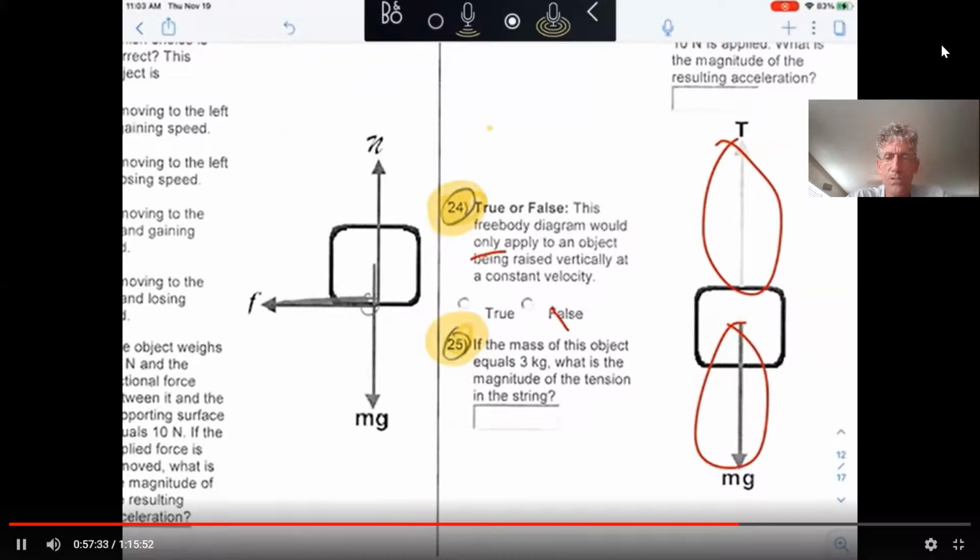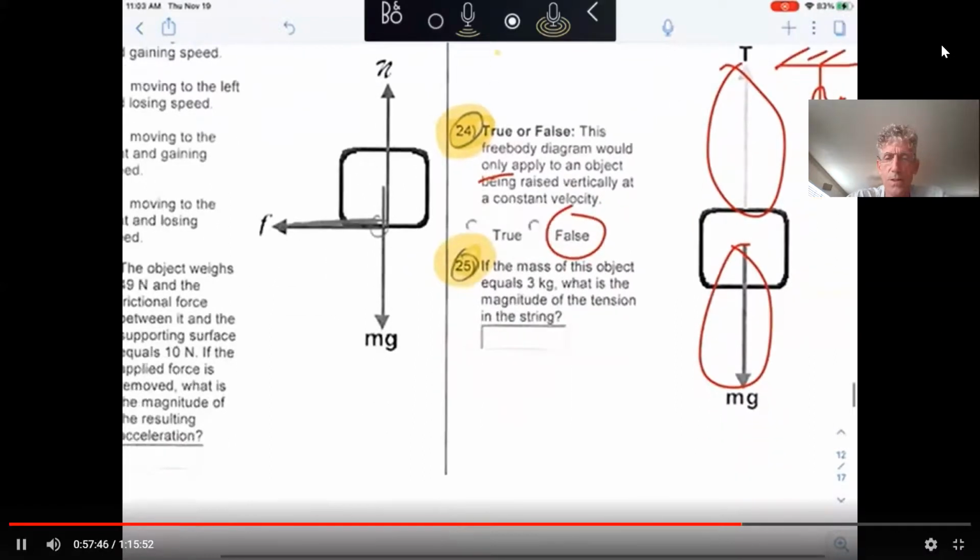Number 25. The question is what is the magnitude of the tension in the string? It would have to equal the weight. Okay, so it'd be mg, 3 times 10, or 30 newtons.